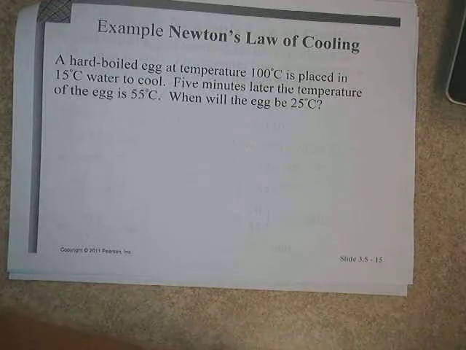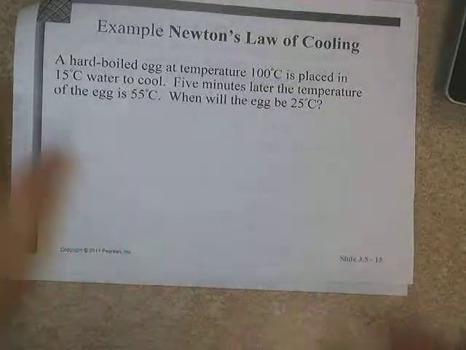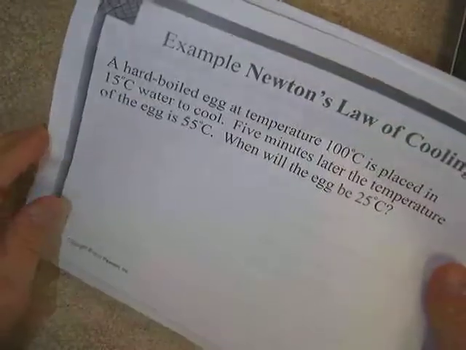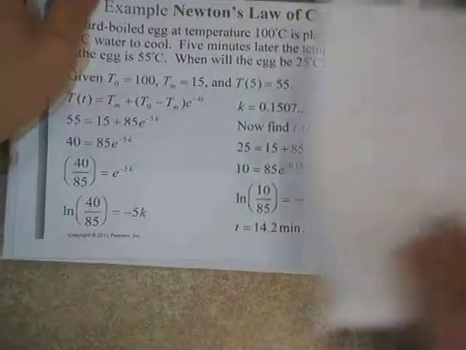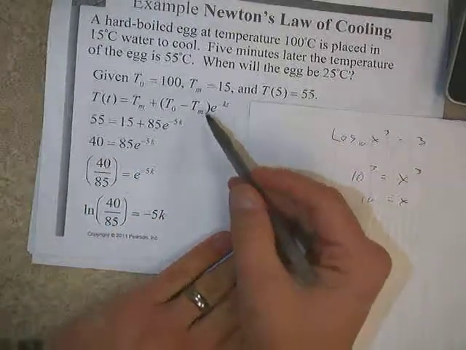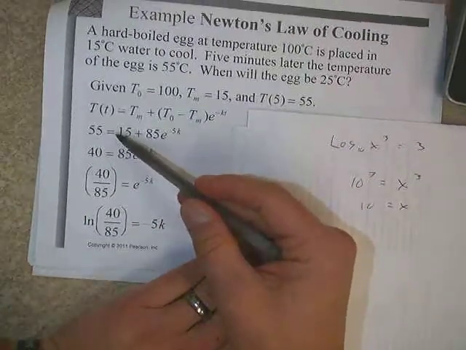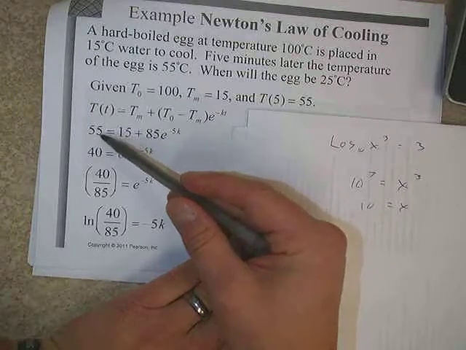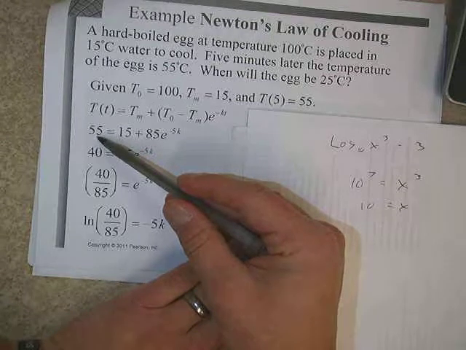So we have a hard-boiled egg that comes out at 100 degrees Celsius and is placed in 15-degree water to cool. 5 minutes later, the temperature of the egg is 55, and the question is, when will the egg be 25? Now, if we fill in the blanks on the formula, let's just see what that's going to look like.